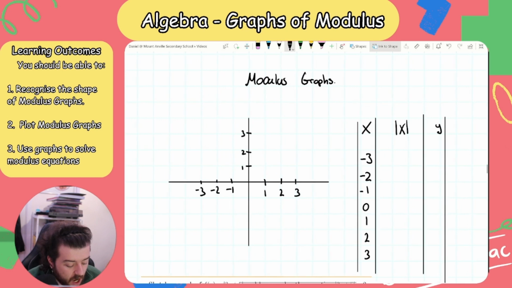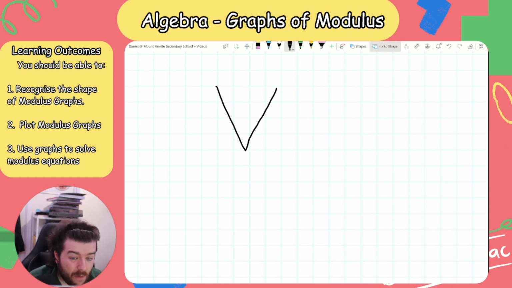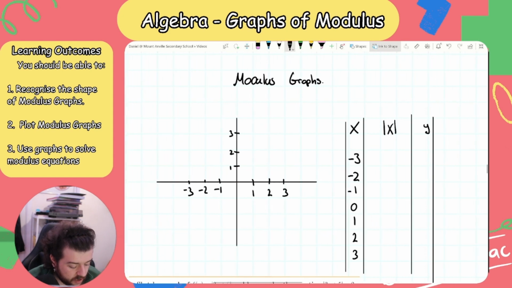They're going to take some sort of V shape, and every modulus graph is going to be a V shape like this. We're not going to have an upside down V shape or anything. It's always going to be a positive V shape. So here's a graph of the modulus.